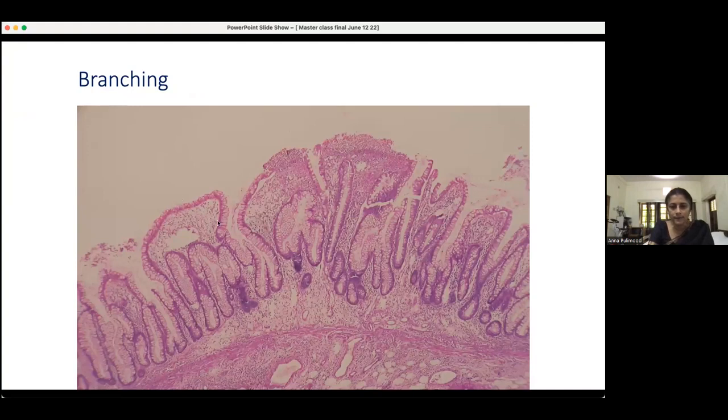When there is a disruption to the basal membrane outline of crypts, then the epithelial cells can migrate outwards from the normal location and form a second crypt there. And the second crypt may be in communication with the original crypt. So if this was the original crypt, there's one branch formed here, and there's another branch formed here. So the number of branches will be indicative of the amount of injury that you see. The more branching, the worse the injury.